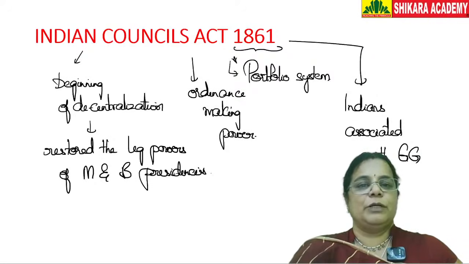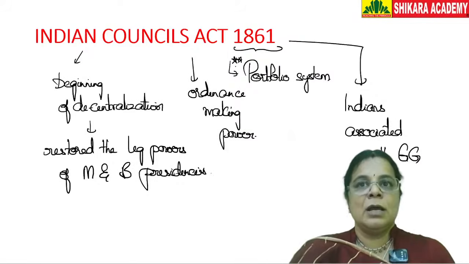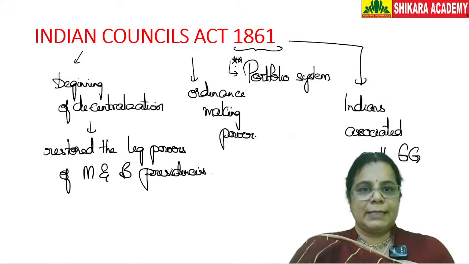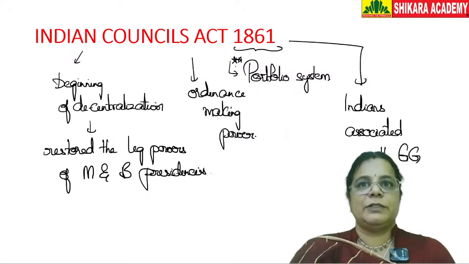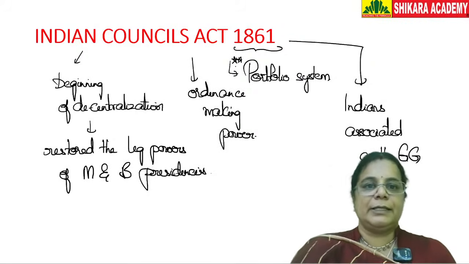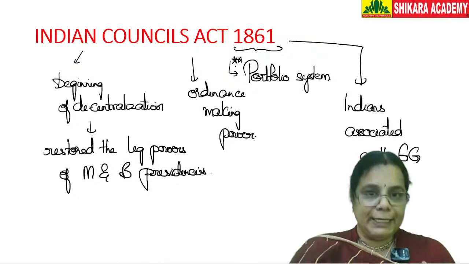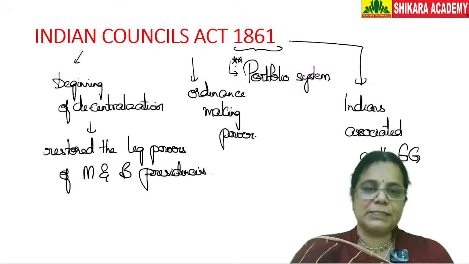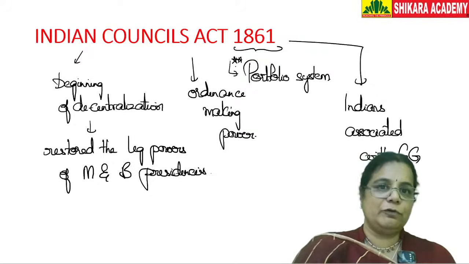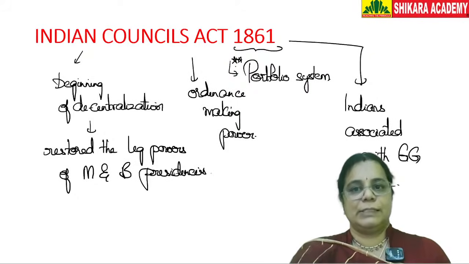This is very, very important because questions on this, especially MCQs, can be asked like this. They will ask you, which of the following laws enacted by the British introduced features of parliamentary form of government in India? From 1861 till 1935, all of them introduced features of parliamentary form of government in India. Please remember 1861, 1892, 1909, 1919, 1935. All five legislations introduced features of parliamentary form of government in India. So this is about the India Councils Act 1861.